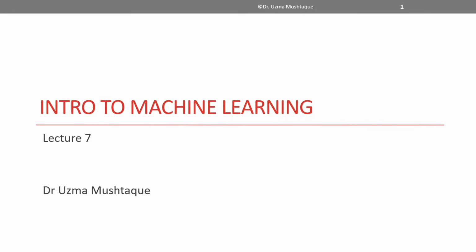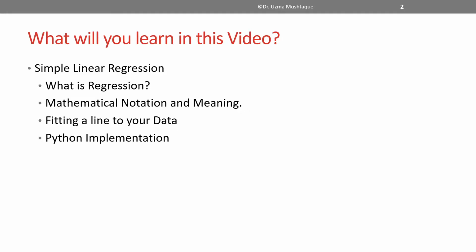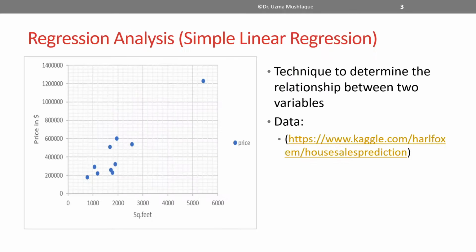This is lecture 7, and with this lecture, we'll begin building our models. The first model we are looking at is a simple linear regression. So you're going to learn about what is regression, a little bit of mathematical notation, not too much because this is a beginner level course and a beginner level video, and then we'll also learn how to fit a line into your data. We look at real world data and then finally a Python implementation of that.